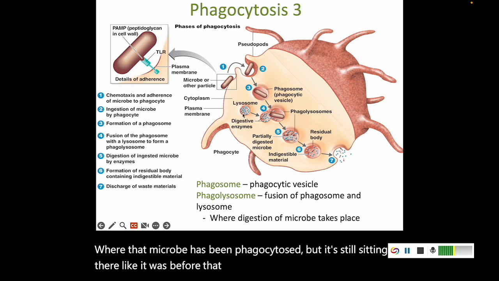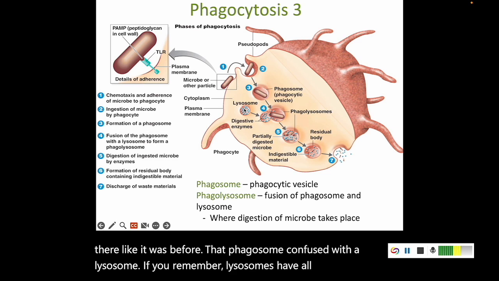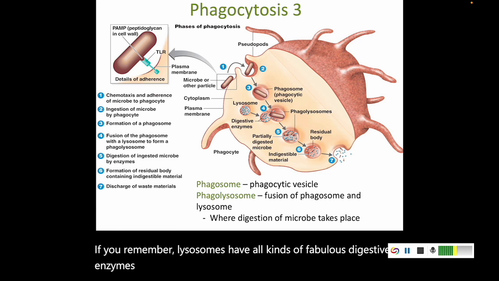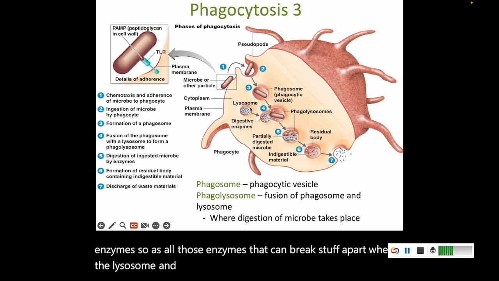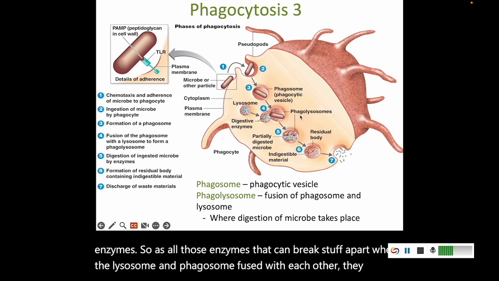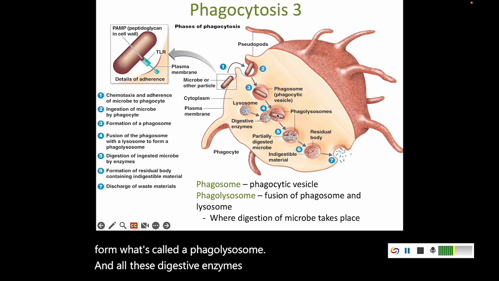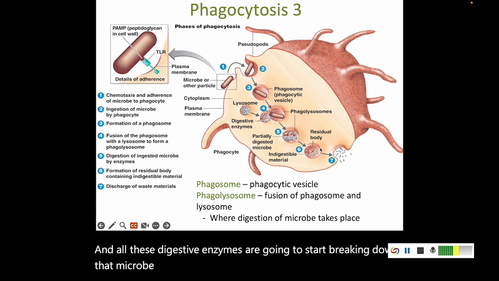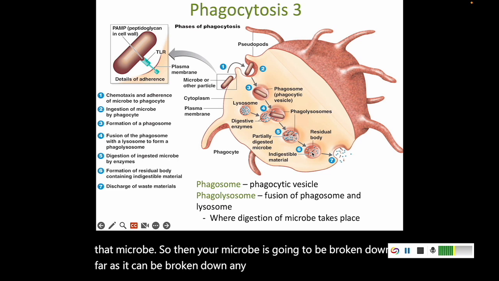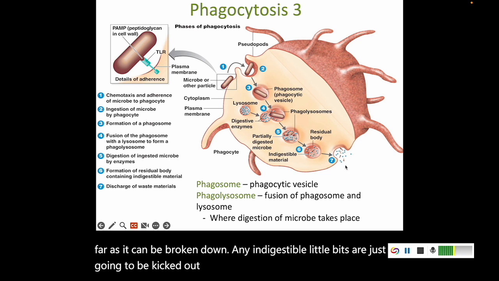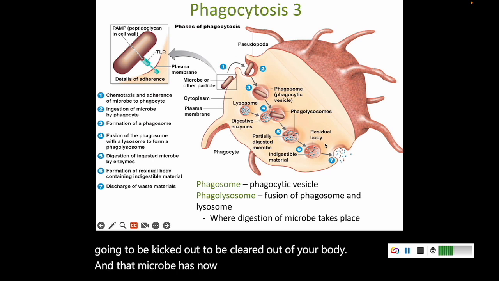That phagosome can fuse with a lysosome. If you remember, lysosomes have all kinds of fabulous digestive enzymes. So it has all those enzymes that can break stuff apart. When the lysosome and the phagosome fuse with each other, they form what's called a phagolysosome. And all these digestive enzymes are going to start breaking down that microbe. So then your microbe is going to be broken down as far as it can be broken down. Any indigestible little bits are just going to be kicked out to be cleared out of your body. And that microbe has now been destroyed.